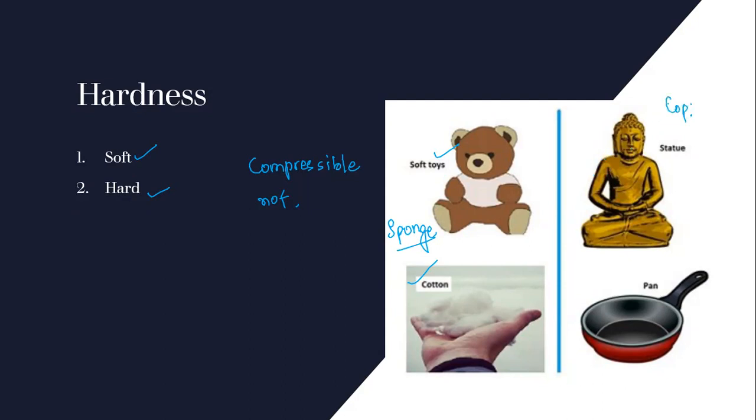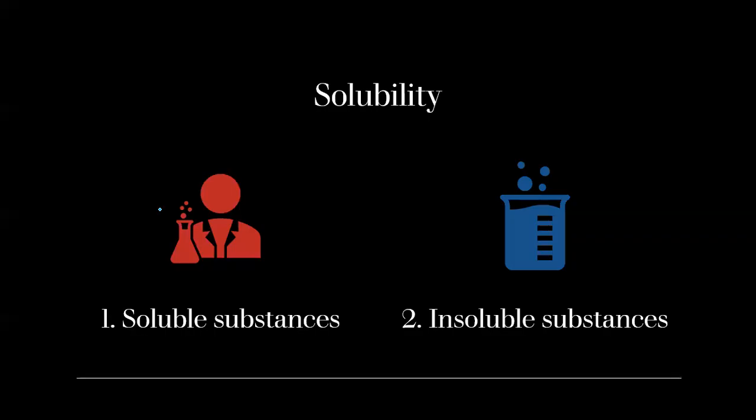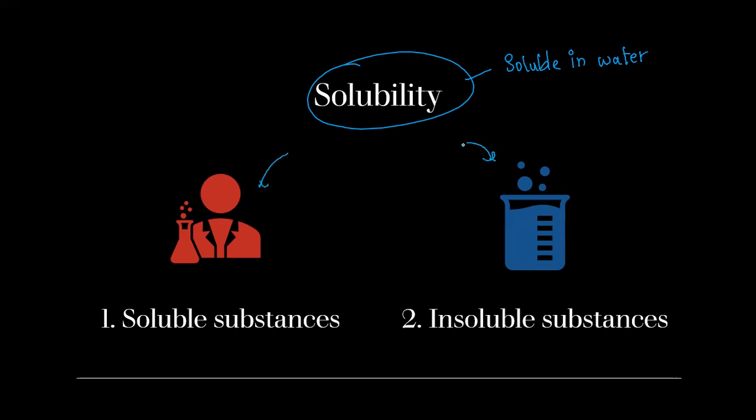Like the copper itself, the copper vessel, the statue, the pan, and these are iron. So these are hard. Based on the hardness, based on whether we can compress the objects or not, the materials can be classified as soft and hard materials. Other than that, based on another property, the solubility, whether a material is soluble in water or not, we can group the substances as soluble substances and insoluble substances.